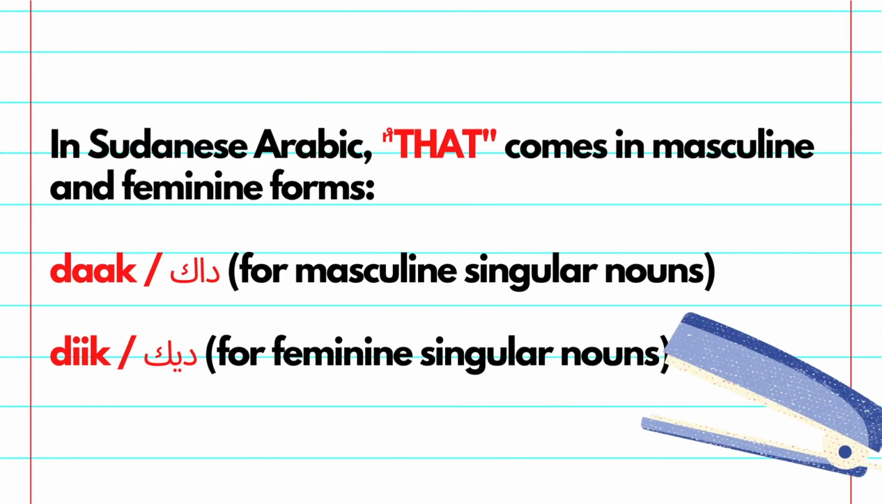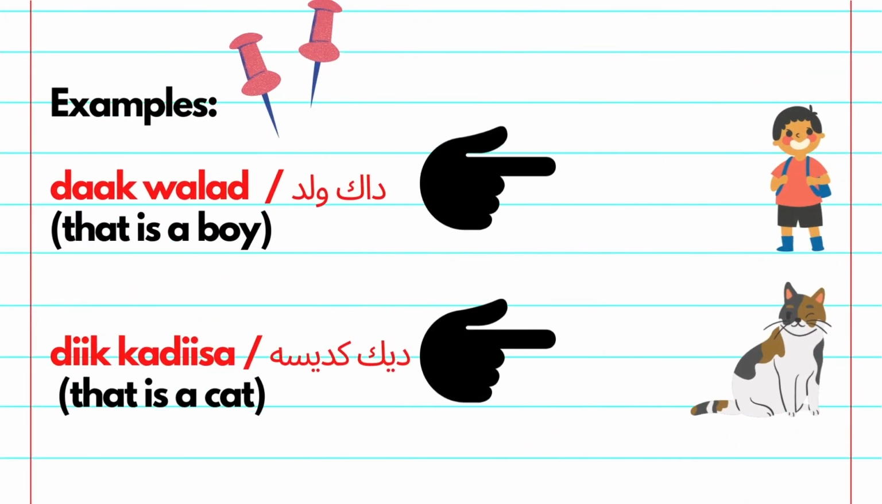In Sudanese Arabic, that comes in masculine and feminine forms as well. Dak for masculine singular nouns, dik for feminine singular nouns. Examples: Dak walad, that is a boy. Dik kedisa, that is a cat.